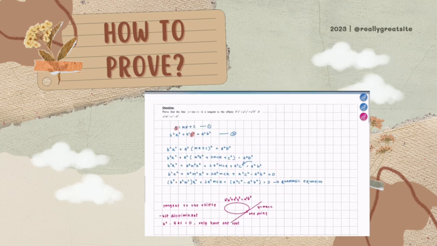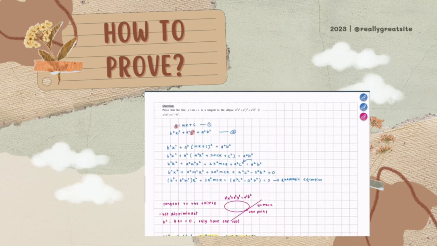So this is true because the line y = mx + c is a tangent to the ellipse b²x² + a²y² = a²b².